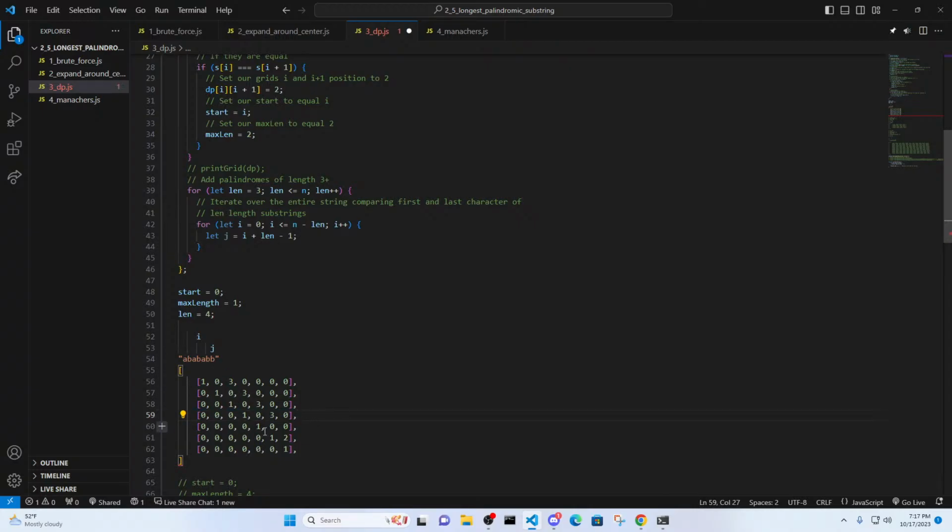Actually, this shouldn't be B, A, B, B. 0, 1, 2, 3. Oh, 4. Because i plus 1. So 0, 1, 2, 3, 4, 5, 6. Minus 1. It's falsy. So that's how you know. Like right now we're analyzing this one right here. But since this value right here is falsy, then you know that this is not a palindrome.